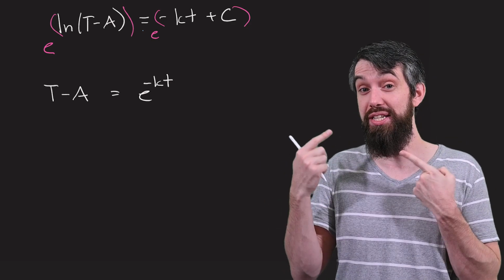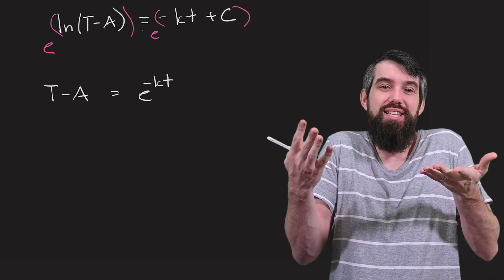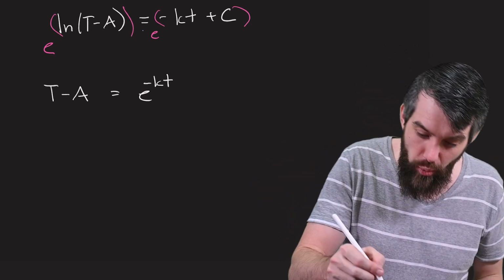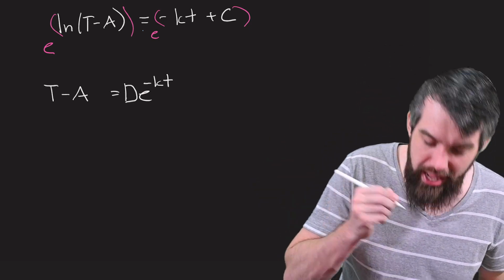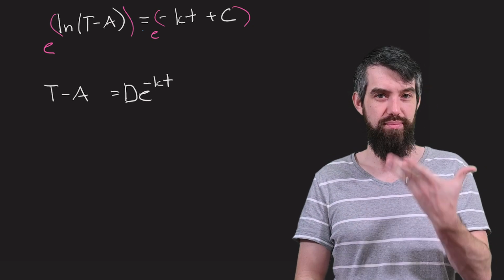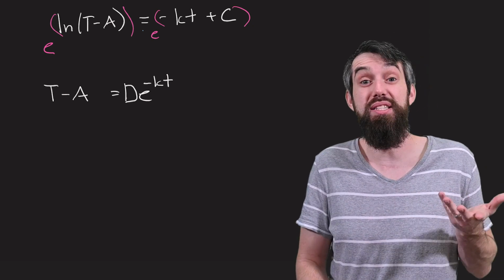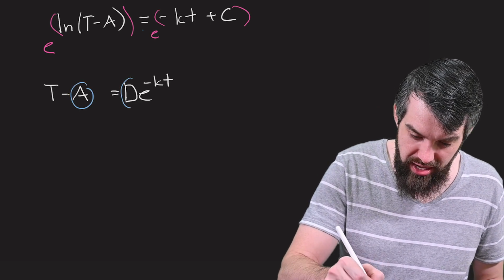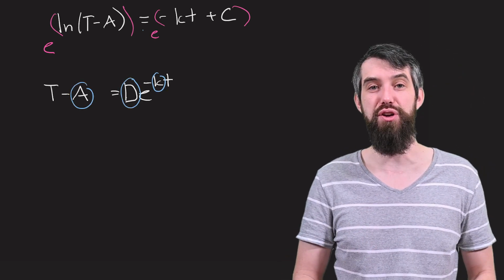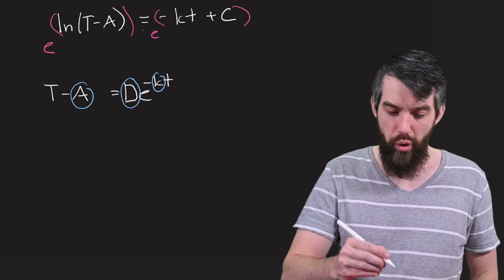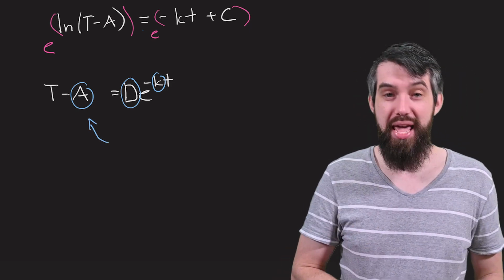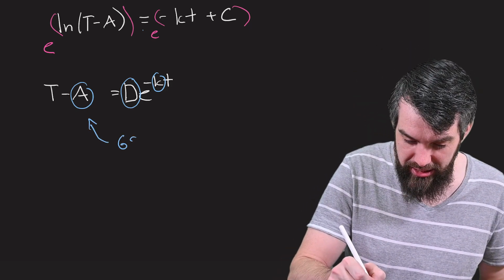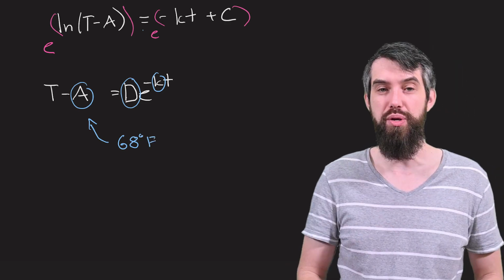The multiplicative constant e to the c, but c is just some constant. Why don't I relabel it and call it a new constant, d? It just looks a little bit simpler this way. Okay, so I have an a I need to figure out, a d I need to figure out, and a k I need to figure out. Three different constants. One of them I already know. One of them was the ambient temperature, and that was that 68 degrees Fahrenheit that we computed.